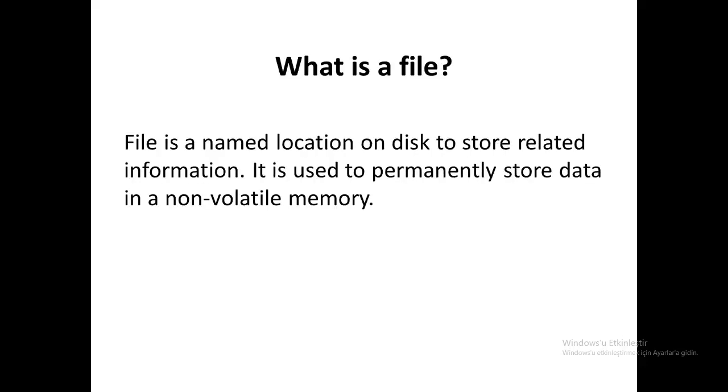First, what is a file? A file is a named location on disk to store related information. It is used to permanently store data in non-volatile memory. Since RAM is volatile, which loses data when the computer is turned off, we use files for future use of the data.